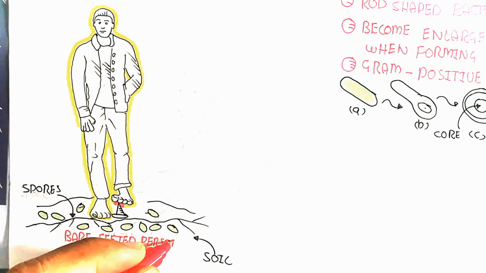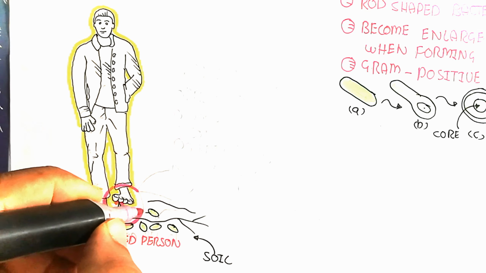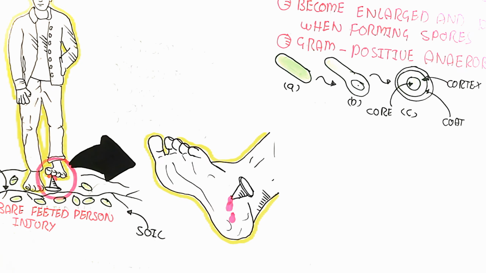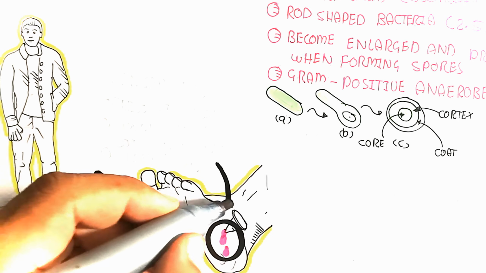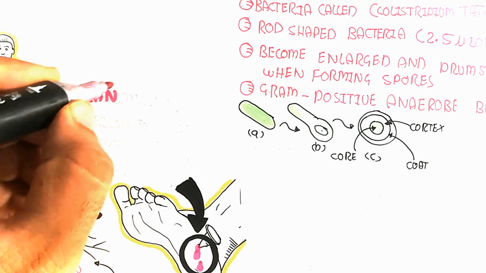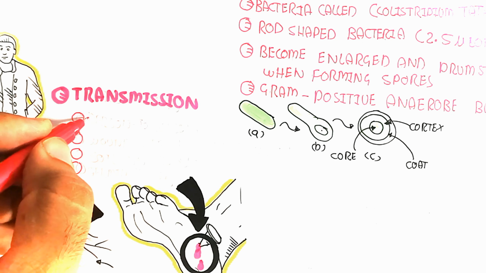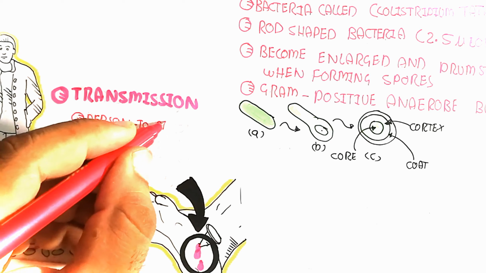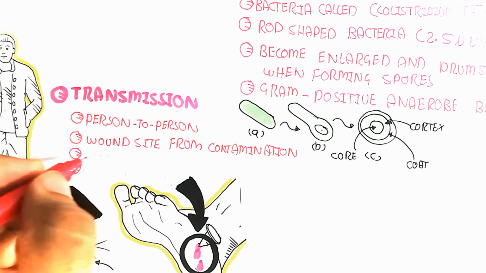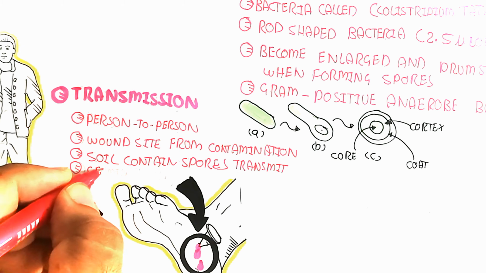This soil containing spores will enter due to an injury, for example a barefooted person's injury here. So the soil contains spores, and the spores enter due to the injury of the feet, especially when the person does not take care of himself. In this way transmission of this bacteria is possible through contamination. It can also transmit from person to person, while the wound site contaminated with soil containing spores allows germination in the presence of a lack of oxygen.